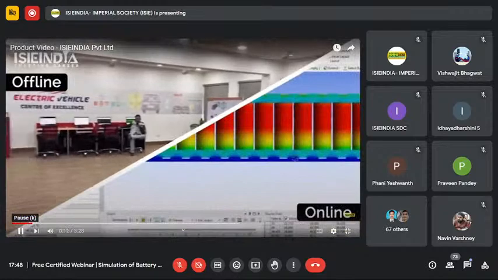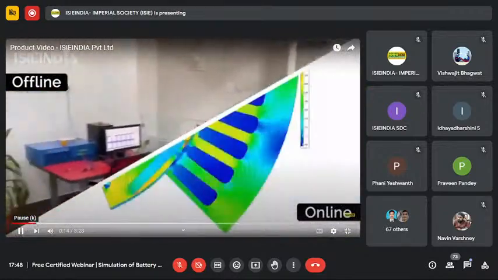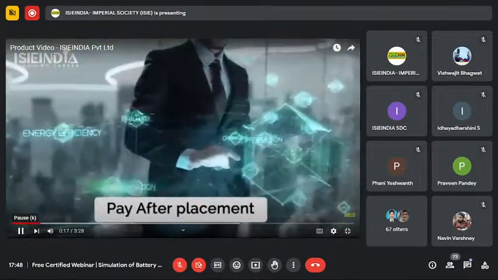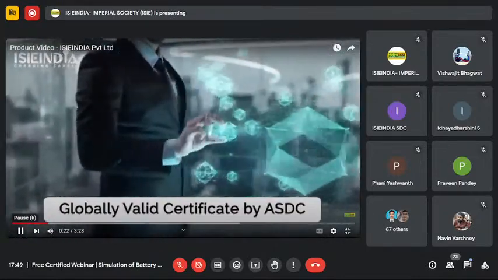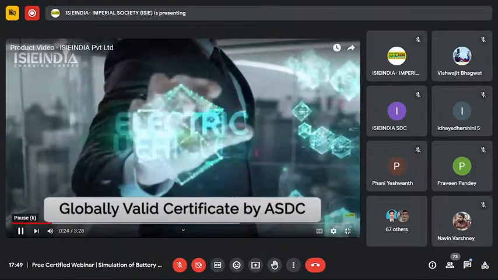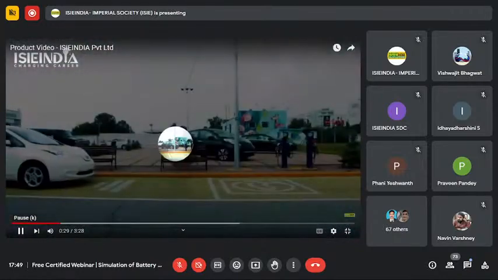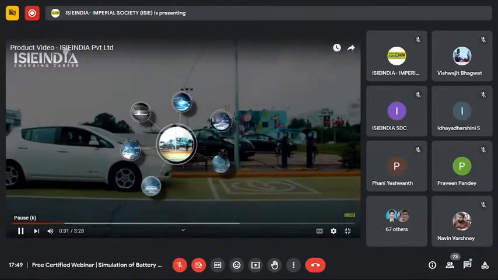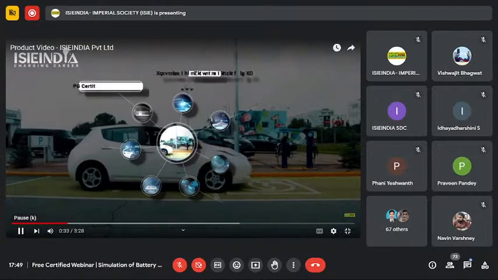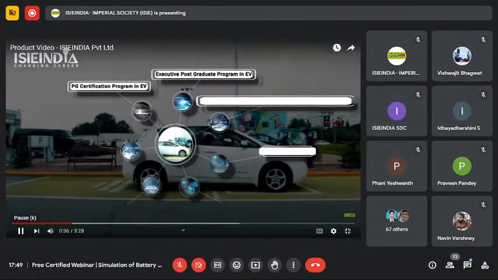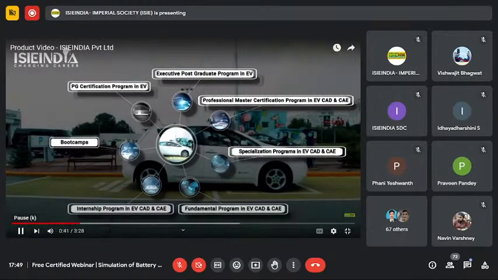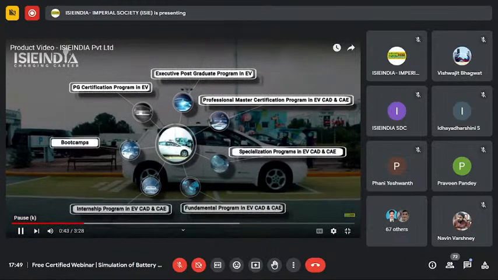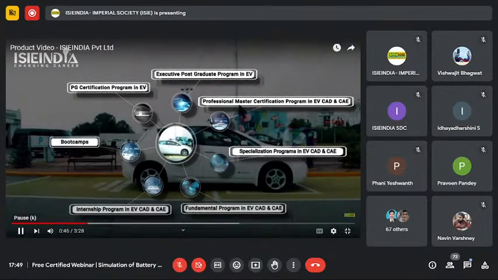ISIEINDIA has been offering specific domain courses as per the industry demands with perks like pay after placement, no cost EMI, placement assurance, and worldwide certification by the Automotive Skill Development Council ASDC and National Skill Development Corporation NSDC, Government of India. We have a range of courses in electric vehicle, computer-aided design and engineering, including postgraduate certification and executive PG program in EV, professional master certification program, specialization programs, fundamental programs, and internship in EV, CAD, and CAE.